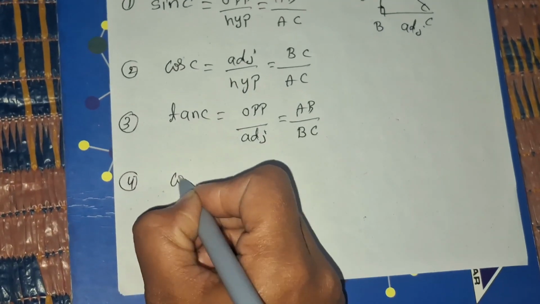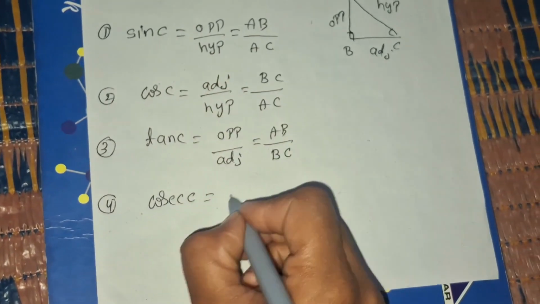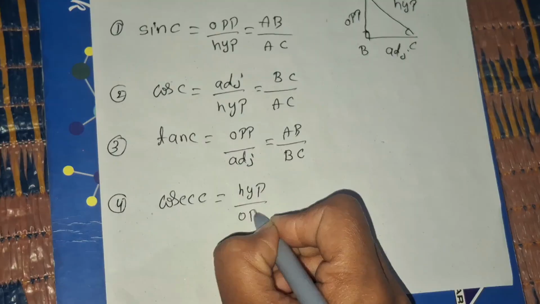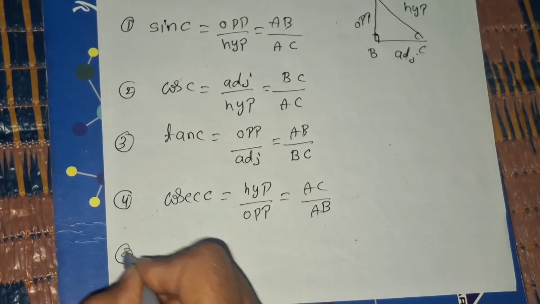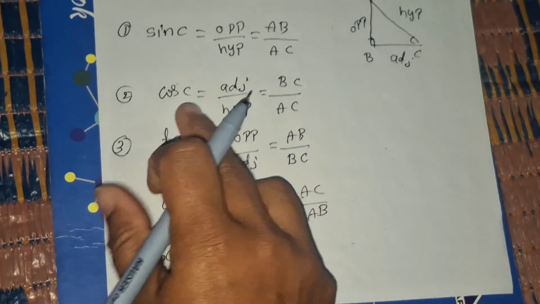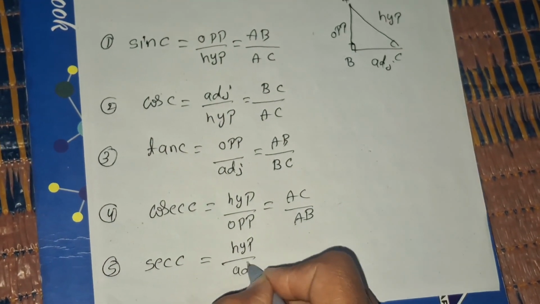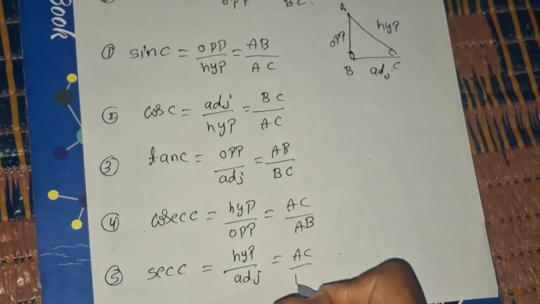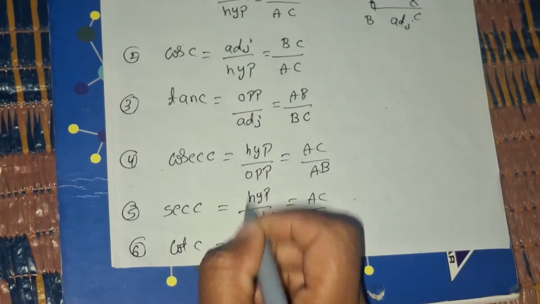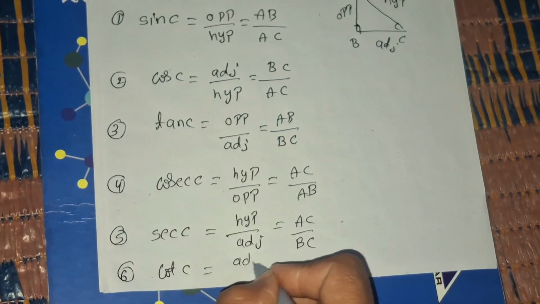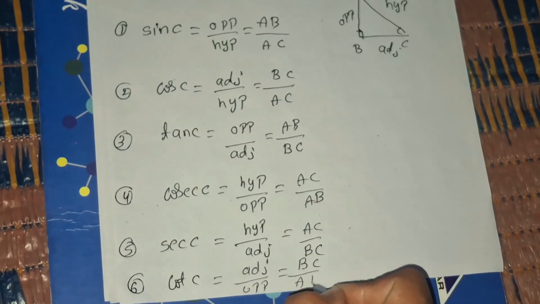Fourth one, cosecant C. We know that cosecant C is reciprocal of sin C. Directly write hypotenuse by opposite, equal to AC by AB. Fifth one, what is secant C? Secant is reciprocal of cos, so hypotenuse by adjacent, AC by BC. Then the last ratio is cot C. What is cot C? Reciprocal of tan, adjacent by opposite, equal to BC by AB.